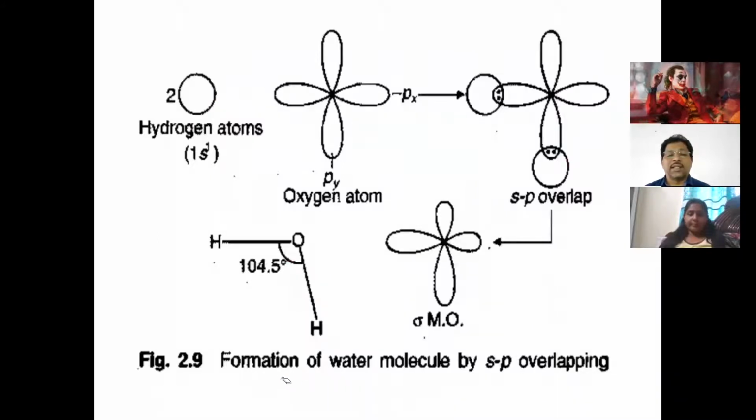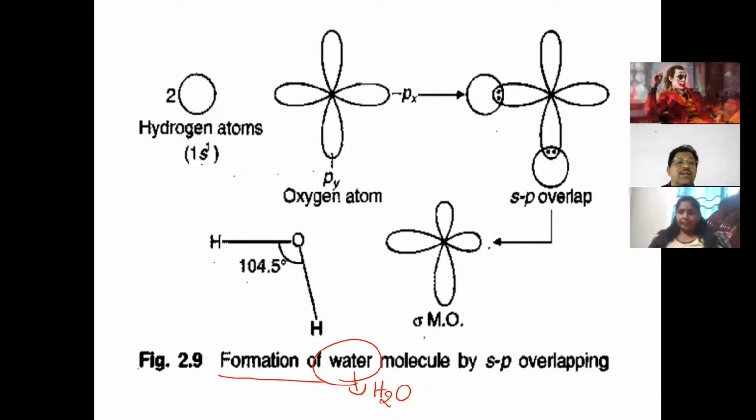Now we are discussing the formation of the water molecule. What is the formula of water? H2O. H2O is the formula for the water molecule. The water molecule is formed by the combination of two hydrogen atoms and one oxygen atom. Two hydrogen atoms and one oxygen combine to form the H2O molecule. See, two hydrogen atoms here. From each hydrogen atom, the 1s1 orbital is half filled.